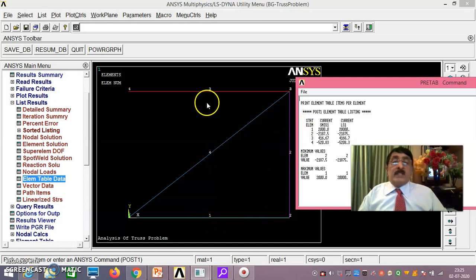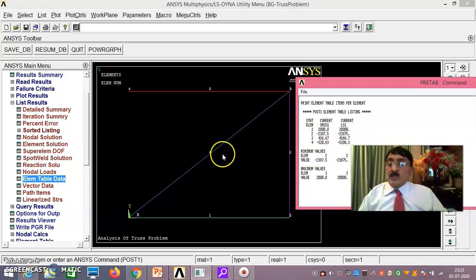And element 3 is this again. Here 416.67 newtons is the force, and divided by 0.1 is 4,166.7 Newton per meter square or pascals. Again very less. In that way, the structure is never going to fail because of the present loading condition.